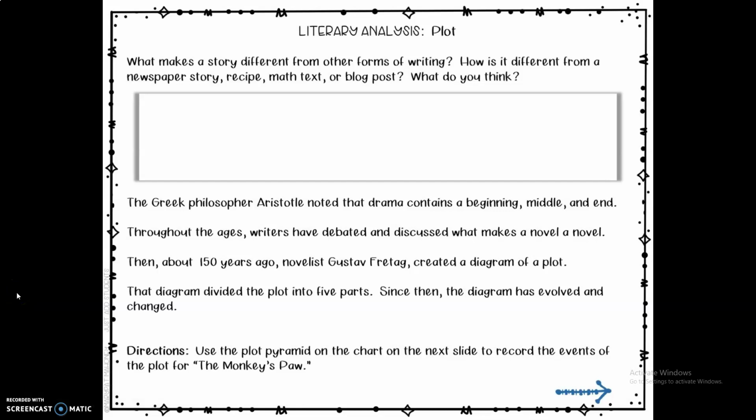Literary analysis. We're going to look at the plot. Think about the story and the way that it's written, and then answer this question in the space provided. What makes a story different from other forms of writing? How is a story different from a newspaper story, a recipe, a math test, or a blog post? What do you think? So what makes a story, a fiction, different from a newspaper article or a recipe? Put your answer here.